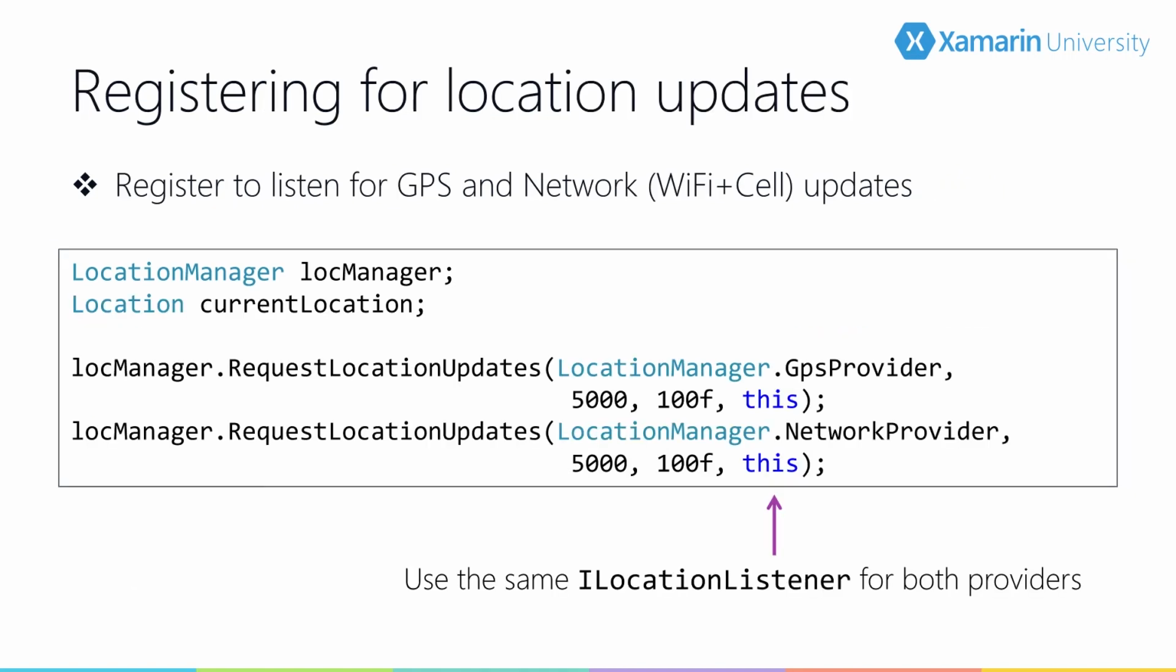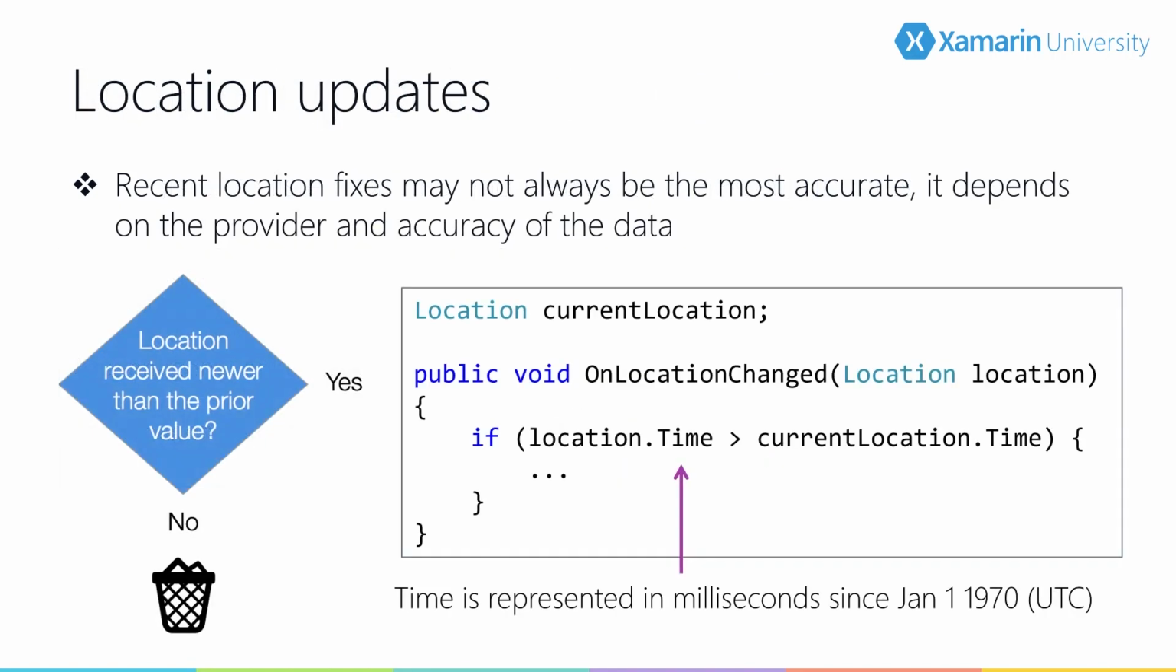Next, we'll register with both the GPS and the network providers, passing the same ILocationListener handler so we receive notifications for both in the same place. At some point, we'll receive a new location from our providers. We'll want to compare it against the previous last known location. We'll start by checking the timestamp. Remember, this is a UTC timestamp of when the fix was taken, not the current clock time.